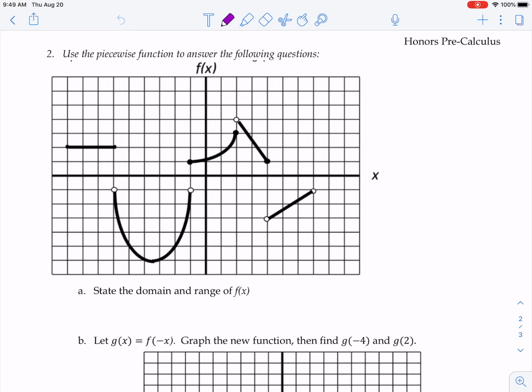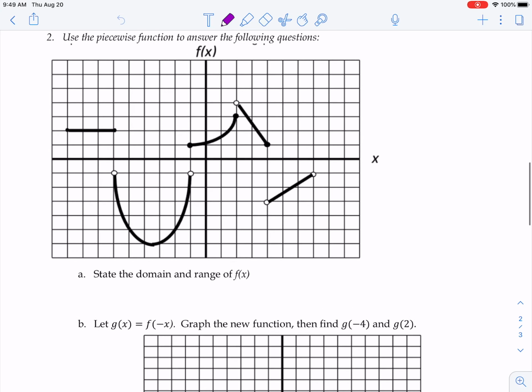Howdy. In this video, I want to talk about transformations when we're given some piecewise function like this, or something that doesn't necessarily fit nicely into an equation, and they ask us to do transformations with that. So the first thing that they're asking us to do in this problem is state the domain and the range.